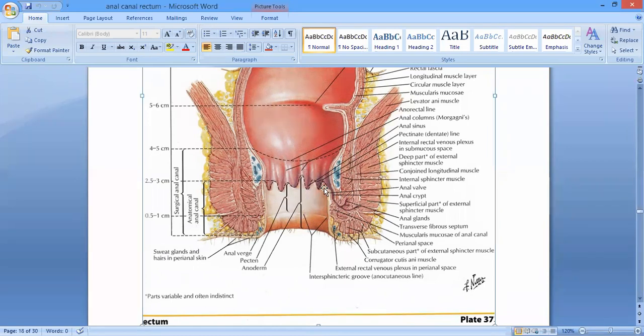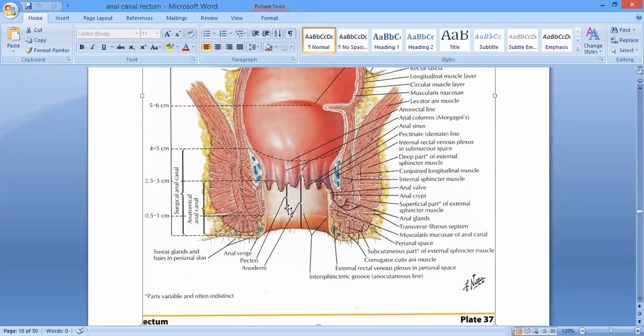Okay. Now, here you can see there is a line of junction between the upper half and the lower half, right? At the point of the line of junction, you can see these anal valves, which form a transverse line all around the anal canal. This is called the pectinate line, and it represents the line of junction between the upper half and the lower half, or the endodermal half with the ectodermal half.